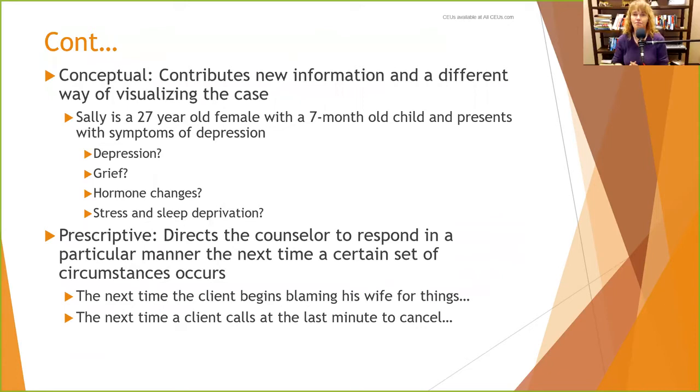So conceptual is where you're taking your vast amounts of information and going, I hear where you're coming from. What if we added this extra piece here, or these extra few pieces to consider, to shuffle around? How would that change the picture?